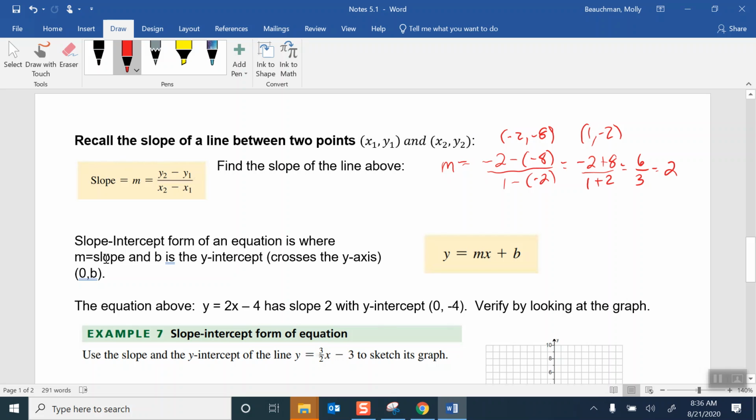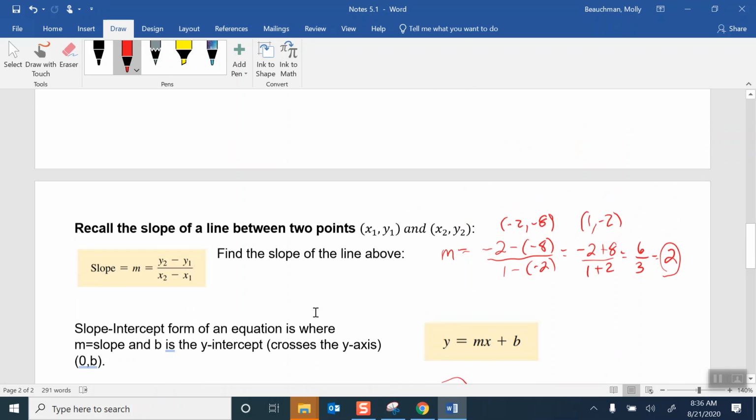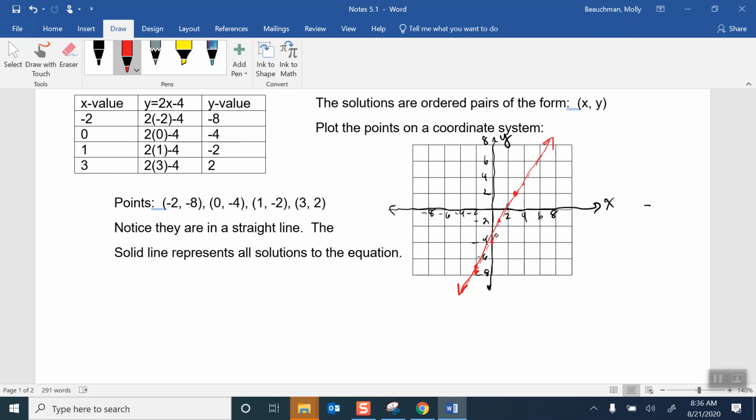Recall also the slope-intercept form of an equation. y is equal to mx plus b, where m represents the slope and b is the y-intercept. The y-intercept is where your graph crosses the y-axis and has the coordinate (0, b). If you look at the equation that we graphed above, y equals 2x minus 4 has a slope of 2, which we confirmed, and a y-intercept of (0, -4). If we take a look at the graph, starting at (0, -4), our slope is 2. You count up 2 and to the right 1 to get to any point on the graph.